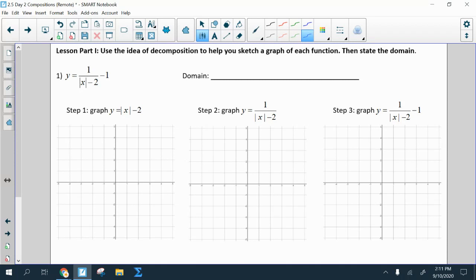Okay, so when I decompose this, I'm going to start with that absolute value of x minus 2. So here we are. It's going to be my step 1. So I'm just going to graph that. And I'm not going to do all the plotting of the points. I'm just going to graph it right there. So I know that the absolute value of x minus 2 would be the whole absolute value graph shifted down 2. Okay, so there is my graph.